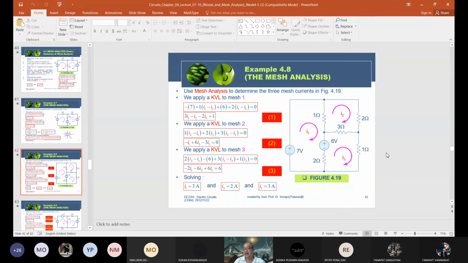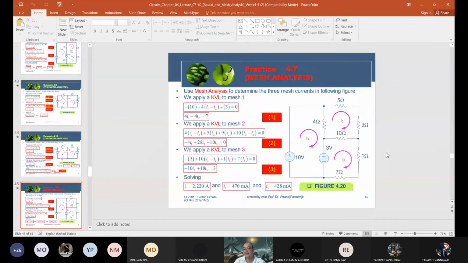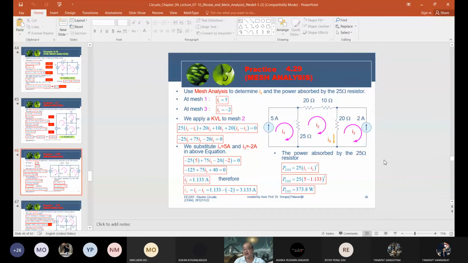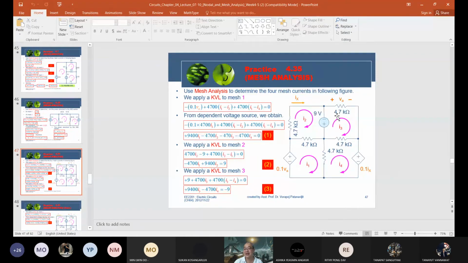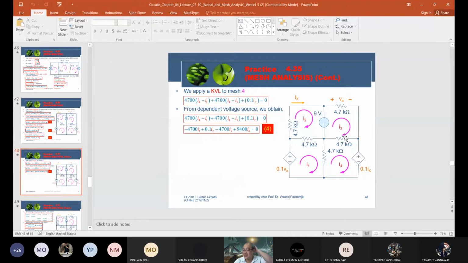Next one, okay. You can apply the mesh analysis to solve the circuit. In the special case, if it has some current source, it depends on the current source position. If the current source is in the perimeter of a mesh, in a branch that is not shared between two meshes, it is okay. You can set the mesh current equal to that current source immediately. The same as here, I1 and I3 can be computed immediately.